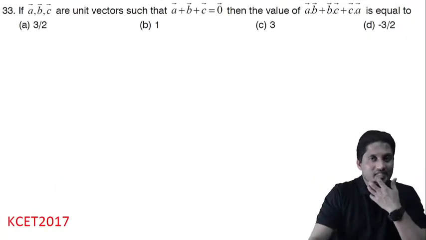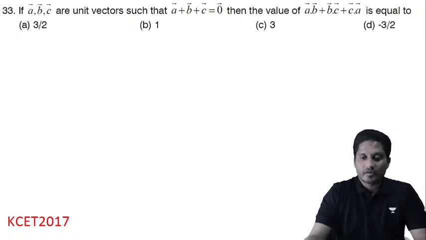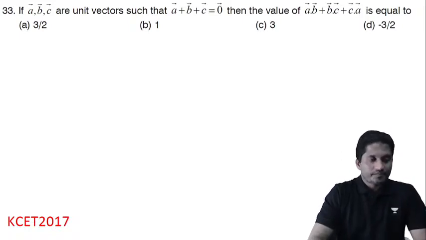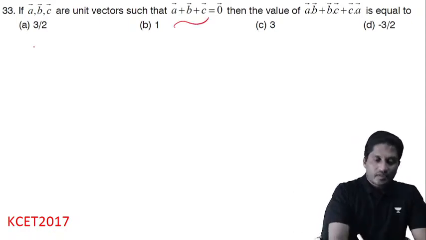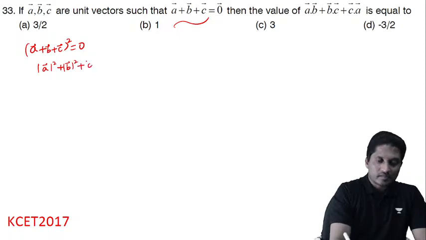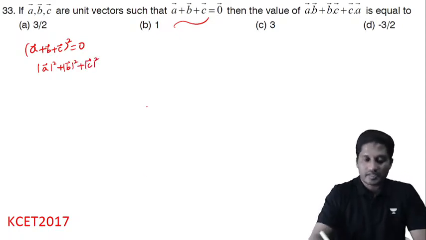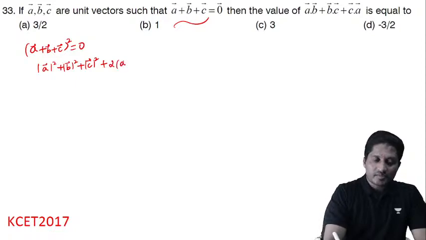A, B, C are unit vectors. A plus B plus C is 0. What is A dot B plus B dot C plus C dot A? If I square on both sides, it is the whole square of A plus B plus C is 0. That is mod A square plus mod B square plus mod C square plus 2 times A dot B plus B dot C plus C dot A is equal to 0.